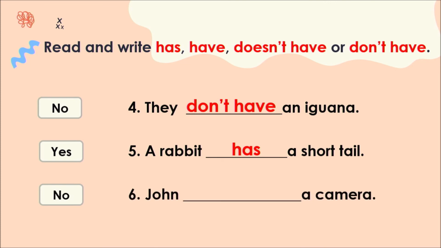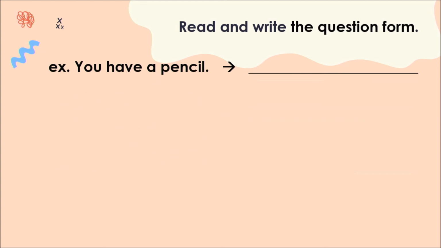Number 6, John blank a camera. Then the answer would be no. So it's negative. So you will choose among doesn't have or don't have. John is only 1. So what will you use? Doesn't have. Okay? John doesn't have a camera. Very good.